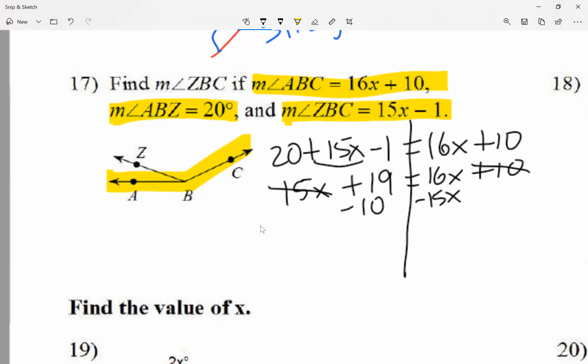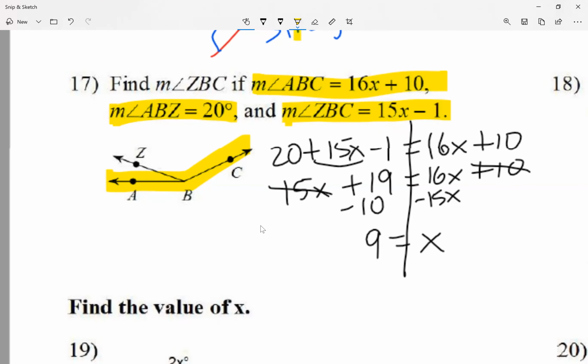I'm just going to combine like terms. I'm trying to get them together. It's just that whenever we move something from one side of the equal sign to the other, we got to switch the sign. So I have that 19 minus 10 gave me 9 is equal to 1x. 16x minus 15x is 1x. All right, 9 is equal to x. So I know the value of x.